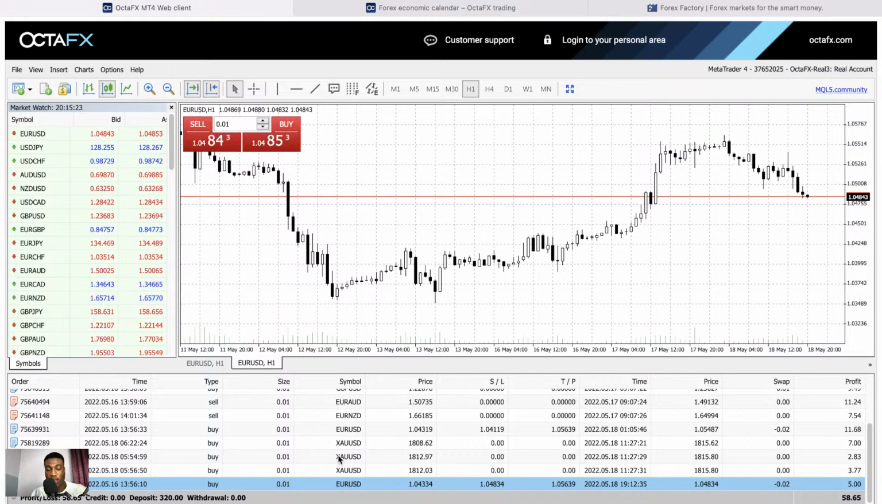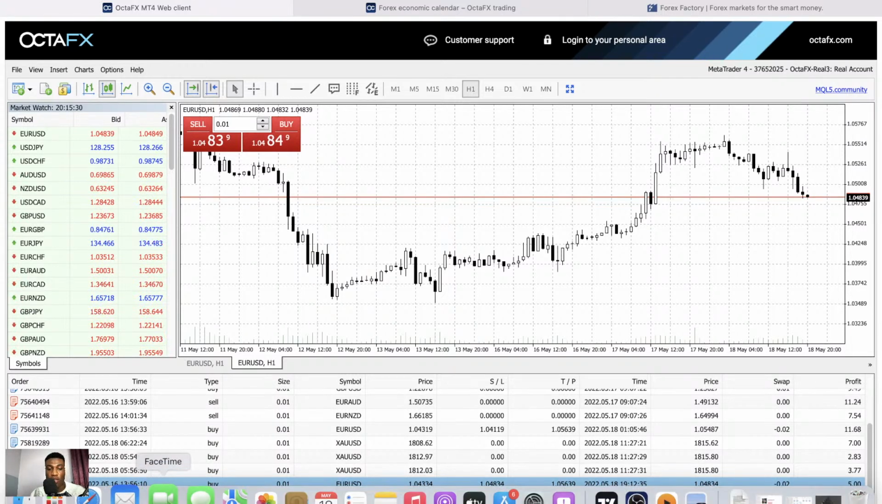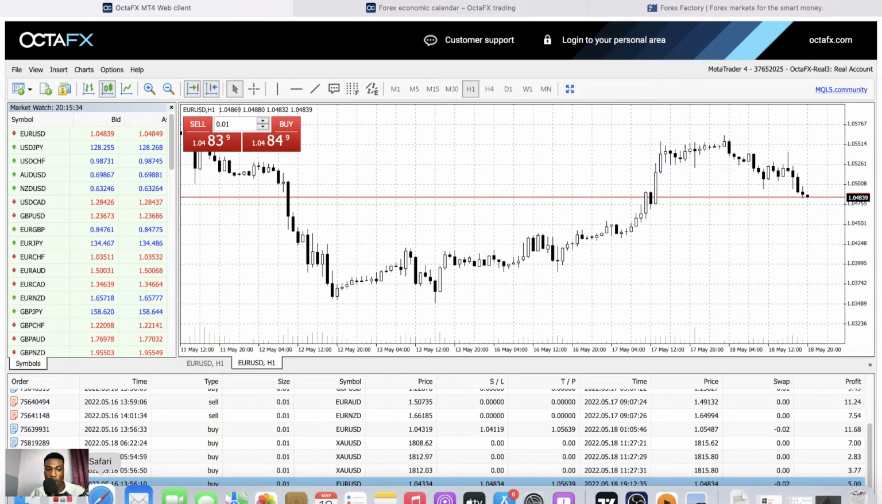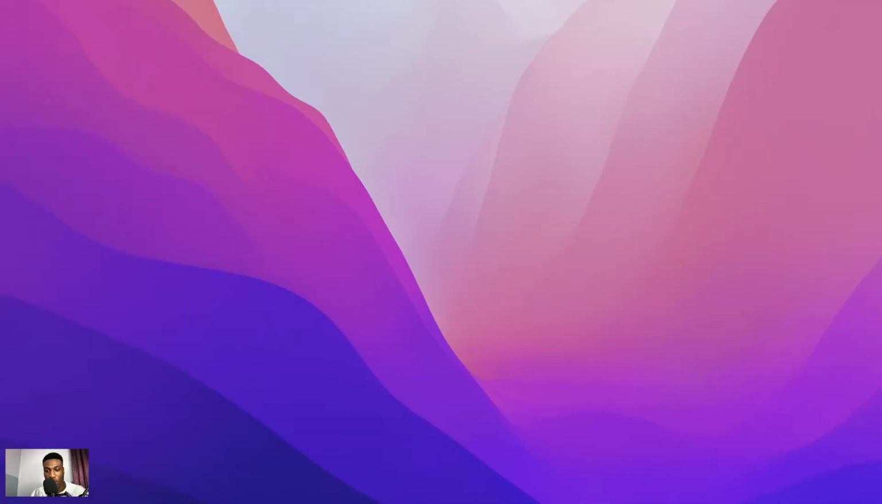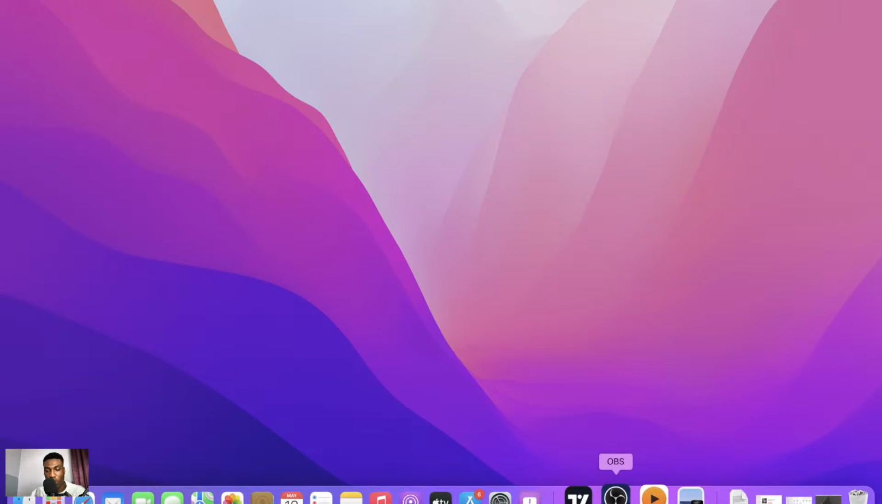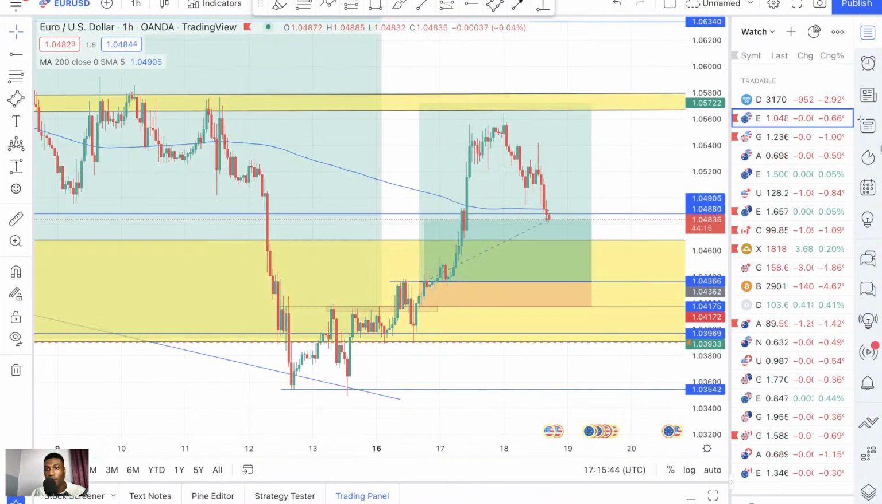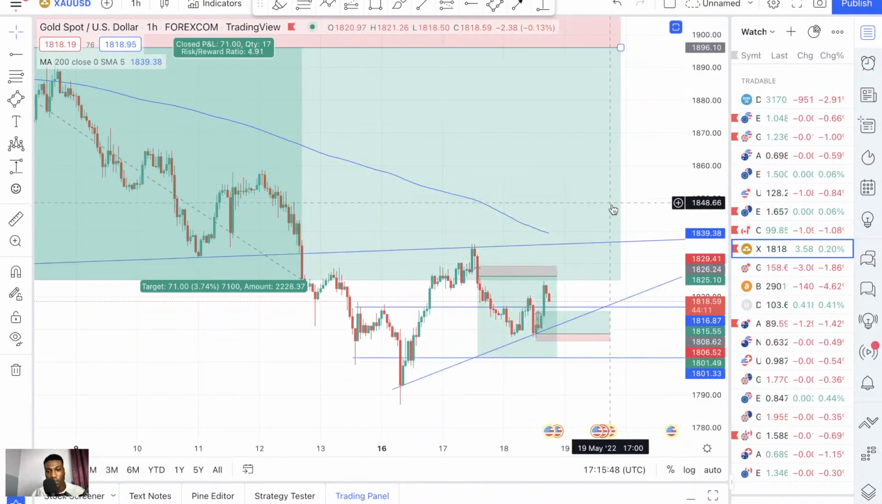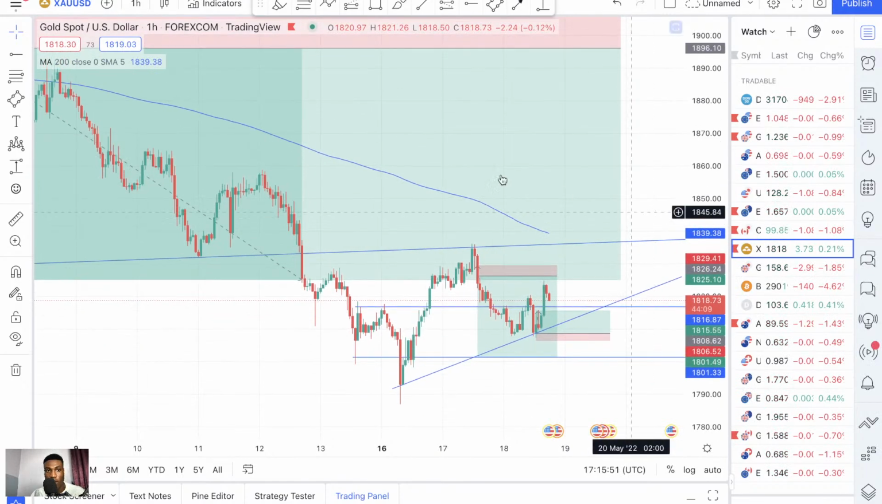So for the gold trade, gold is on an obvious downtrend, but we took a buy on gold. I'm going to explain to you guys why we took a buy on gold. Okay, so like I said, this is on the 1 hour time frame on gold.